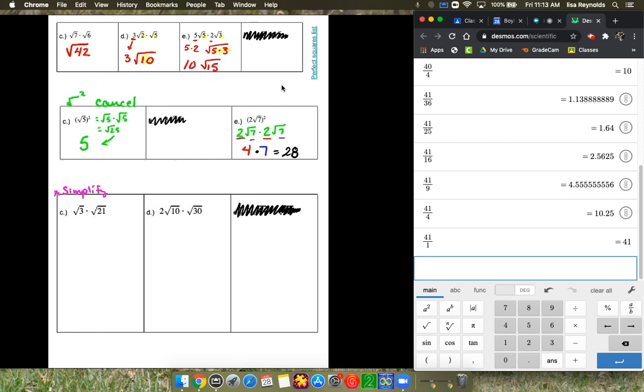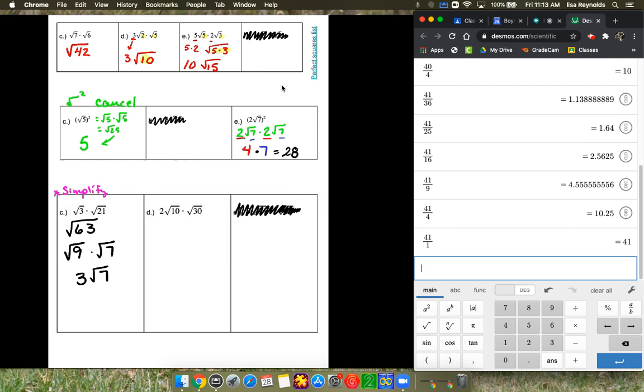The next ones we have to remember to simplify after we multiply. So we're going to do our multiplication. So 3 times 21 is 63. As we saw in the previous examples, this is the square root of 9 times the square root of 7 to get 3 square root of 7.